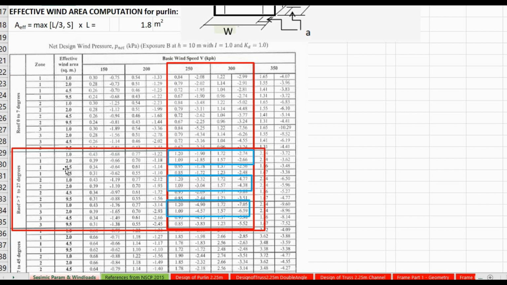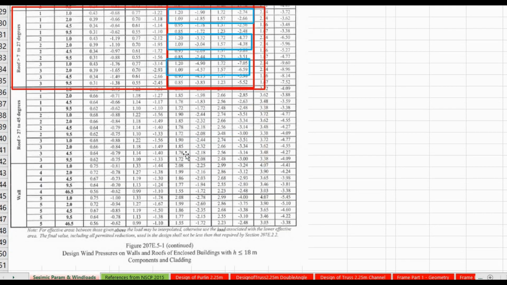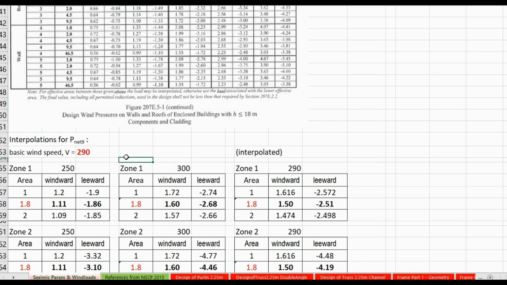Okay, so meron tayong 1 tsaka 2. So, ang unang kukumpitin natin ay for Berlin. So, ito. So, notice that 1.8 is between 1 and 2. And then, ang wind speed ay nasa 250 tsaka 300. So, ano ang gagamitin natin dito? Okay, so let's continue. So, we will now do the interpolation procedures.